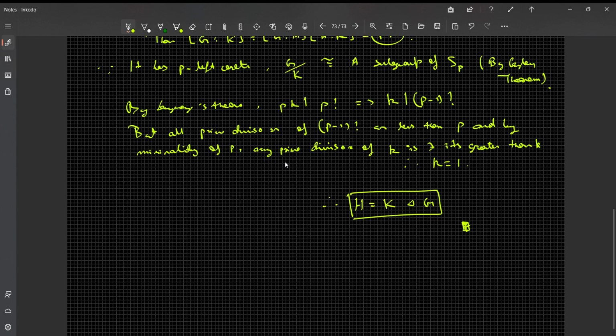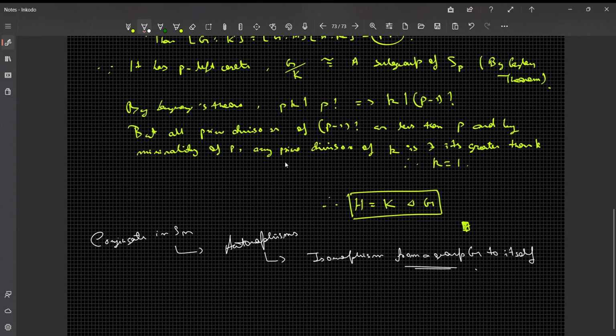Okay, so this was all about the left regular action of G on itself. In the next lecture, I'll try to have a discussion on the conjugates in S_n, and then we will move on to study automorphisms. Automorphisms are basically isomorphisms from a group G to itself. Clear? Okay, so meet you guys in the next lecture.